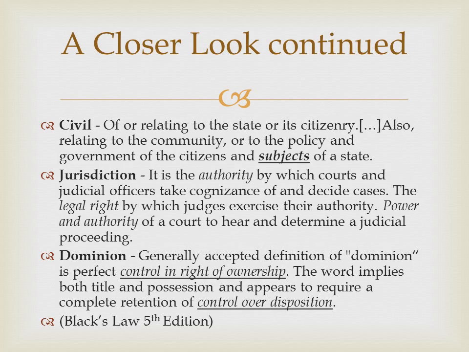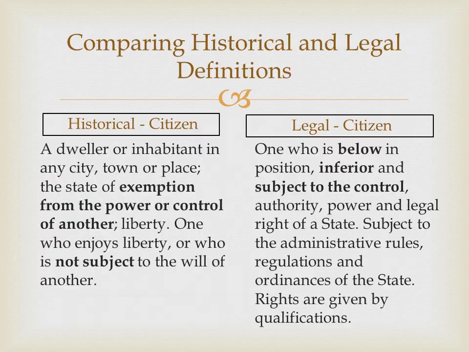A closer look continued. Civil: of or relating to the state or its citizenry, also relating to the community or to the policy and government of its citizens and subjects of a state. Jurisdiction: it is the authority by which courts and judicial officers take cognizance of and decide cases, the legal right by which judges exercise their authority, power and authority of a court to hear and determine a judicial proceeding. Dominion: generally accepted definition of dominion is perfect control and right of ownership. The word implies both title and possession and appears to require a complete retention of control over disposition. That's from Black's Law, 5th edition.